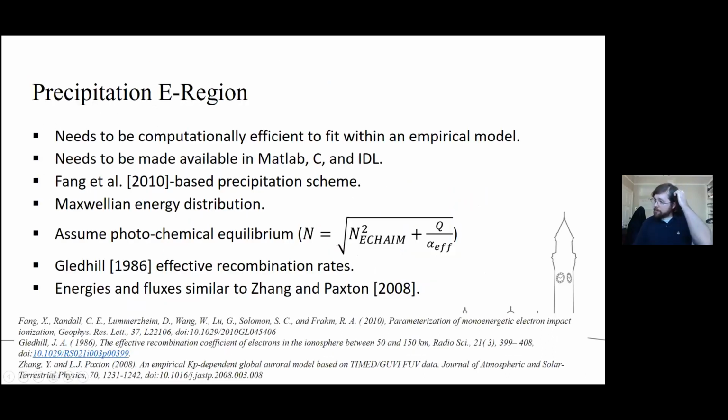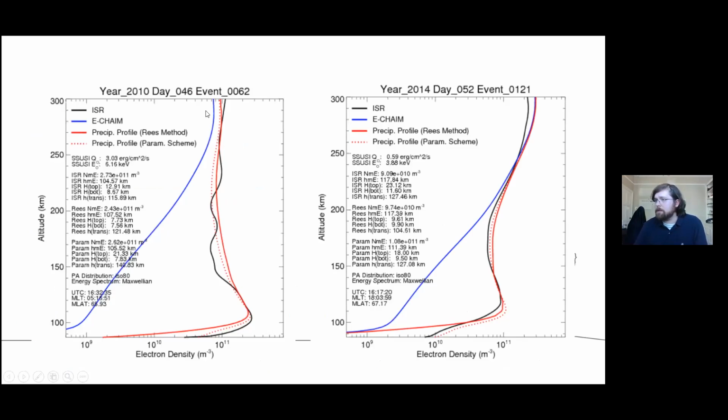Another thing we've done since initially giving this off to our client is we've added in an auroral E region. It's a sad thing to call yourself a high latitude model if you don't have an auroral E region. And so we've used a Fang et al. parameterization with the old Gledhill effective recombination rates combined with an assumption of photochemical equilibrium to create perturbed electron density associated with particle precipitation at energies below about 30 keV. This is just a demonstration of what that looks like.